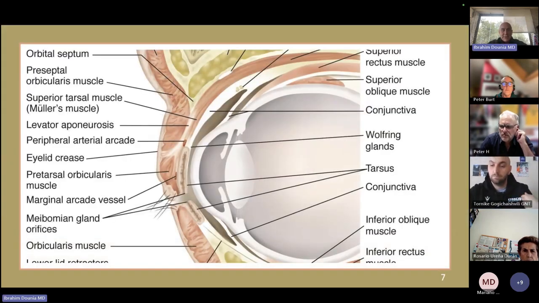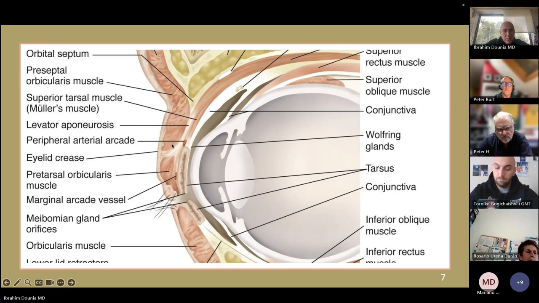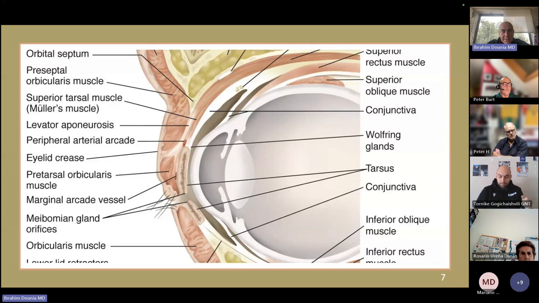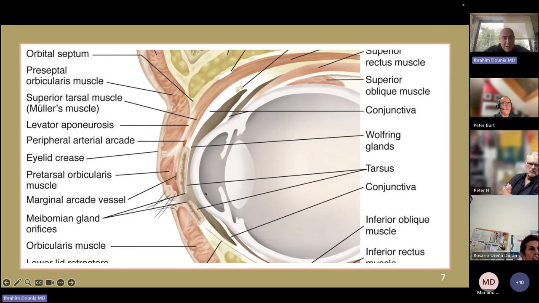This is a sagittal cut of the eye, and this is the upper eyelid. We have the skin. We have the orbicularis muscle. We have the tarsus, which is a hard cartilage structure that helps us to elevate and invert the eyelid. And we have the conjunctiva inside. The eyelid, as you see, protects our eye. This is our eye. This is our cornea. So the eyelid protects our eye.